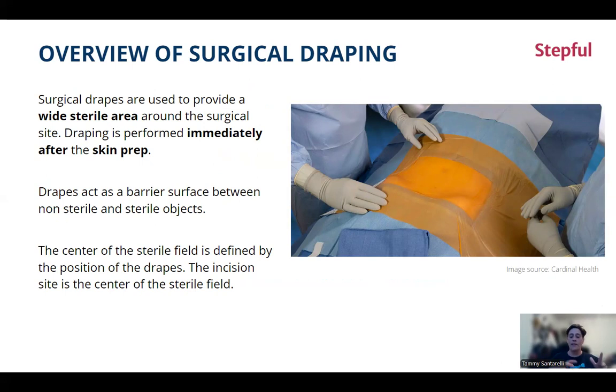If we put it on right when the prep is wet, remember those vapors could be building up underneath there. And then once the bovie hits, we could spark a fire. The drapes act as a barrier surface between non-sterile and our sterile instruments and us. The center of the sterile field is defined by the position of the drapes. The incision is the center of the sterile field. In this picture, this would be the center of where we're going to be making our incision.